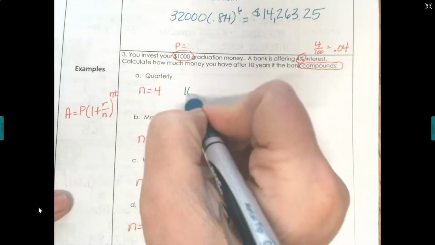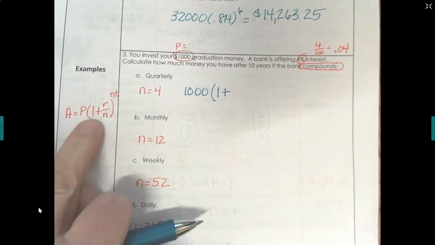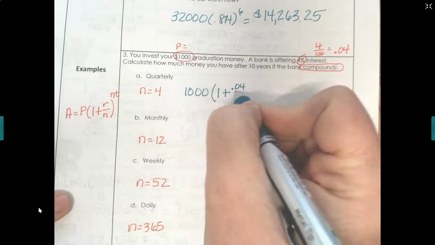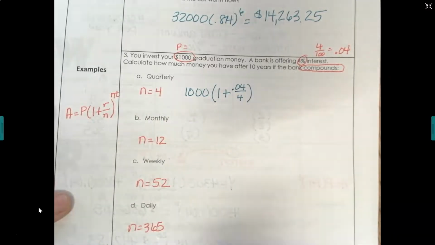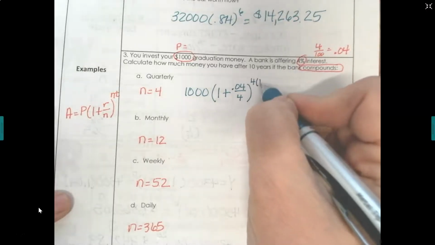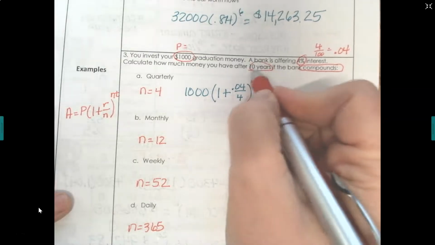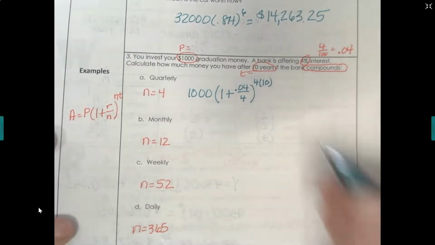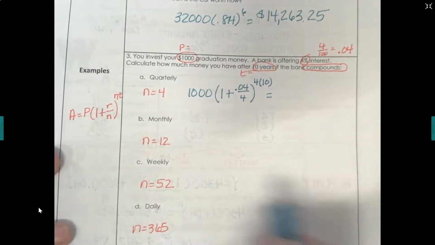So we have our $1,000, 1 plus, and that says R divided by N. Well, R was 0.04, our N was 4. Then I close the parenthesis and it says N times T. Well, N was 4, and T, oh, we didn't even mark that one. We should go back. Look, 10 years right here. That's our T value. So we're going to plug that in for each one. Now, I'm going to help you set these up. I want you to go back and try them to make sure you can input them into your calculator.